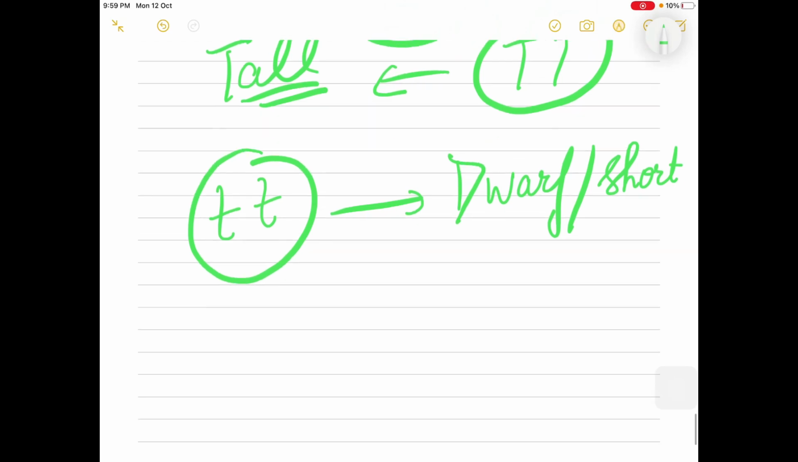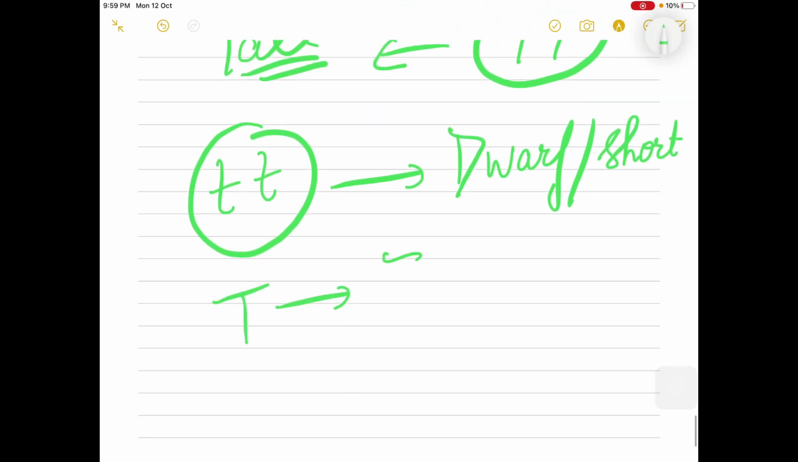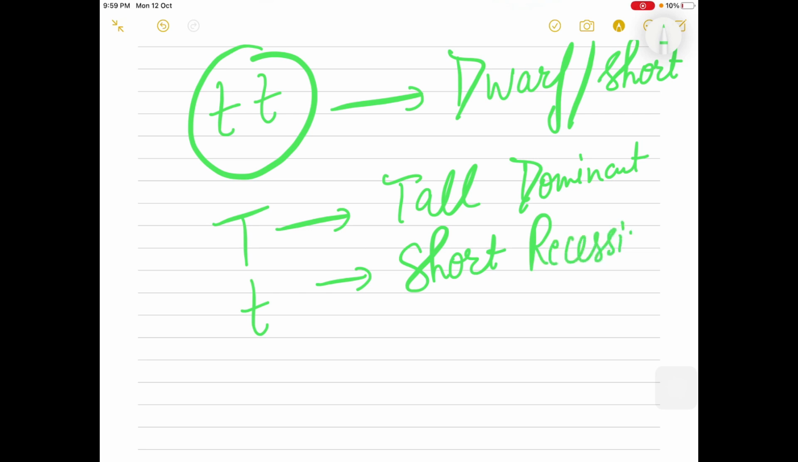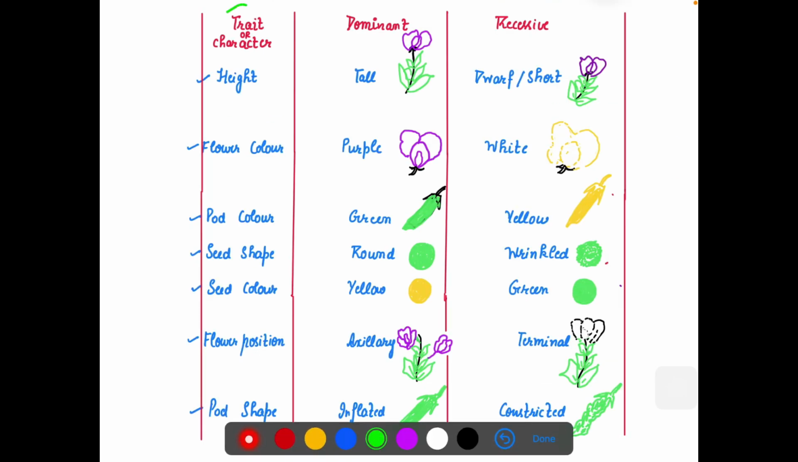Can you tell me why? Because capital T is for the tall character, right? And small t is for the short. Tall is the dominant trait and short is the recessive trait. Mendel gave us 7 very best characteristics of the plant, and he gave which one is dominant and which one is recessive. Recessive means which was not very commonly found and was not able to express itself much.